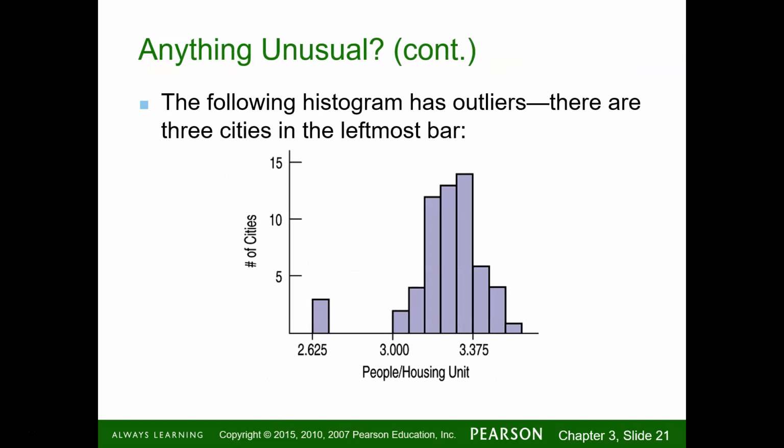So look at this one and see if there's anything unusual. This is unusual. There's outliers over here at 2.6. And there's also a gap, and that is an outlier. So there would be an outlier and a gap, and those are both unusual, right?